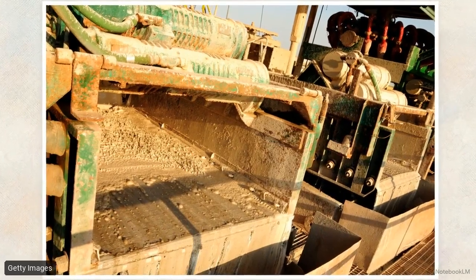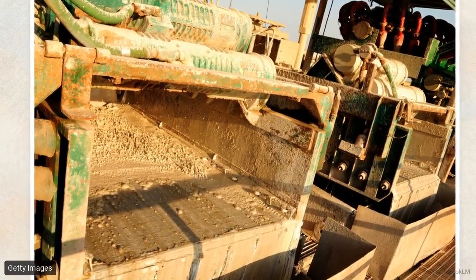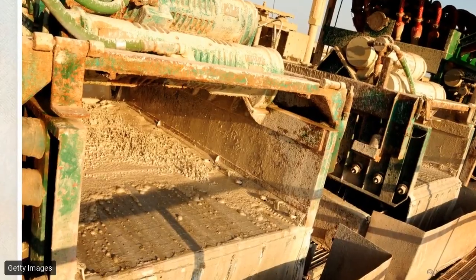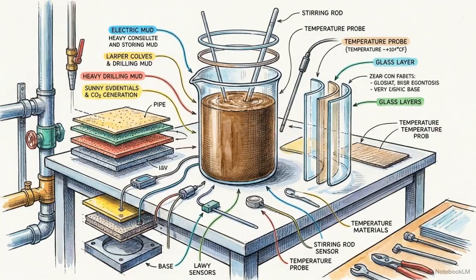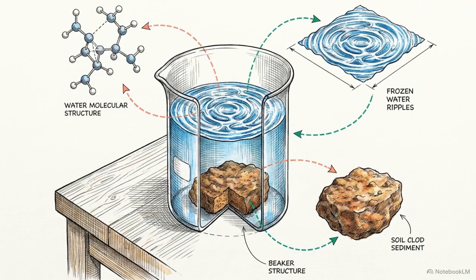Look at the sheer volume of drilling fluid returning from the wellbore. Thousands of gallons of thick mud cascade over the shale shakers every minute. It is easy to look at this fluid and assume the clay suspended inside it is simply bulk mass, passive dirt added to water to make it heavy.